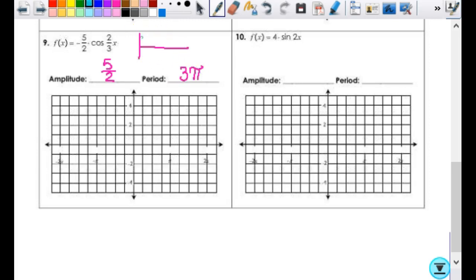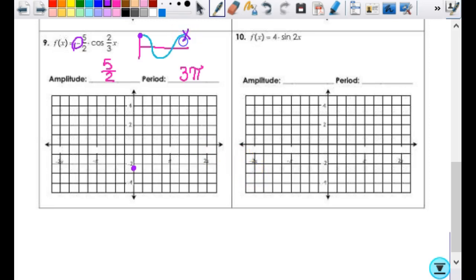This is cosine. This is the parent function for cosine. Okay, so I start, my parent function is at 0, 1, but I have an amplitude of 5 halves, so that's really 2.5. But I also have a negative here, which is a reflection. So instead of at +2.5, I'm at -2.5. And there's my point. I need to put a point at the end of the cycle, the end of the period, but that's at 3 pi, and it's off my graph.